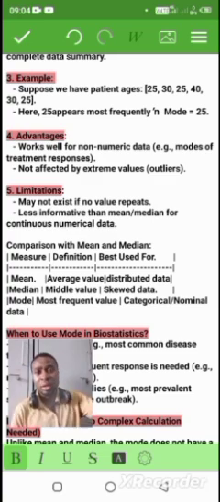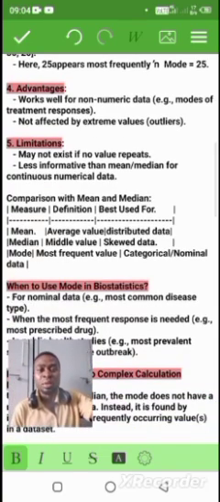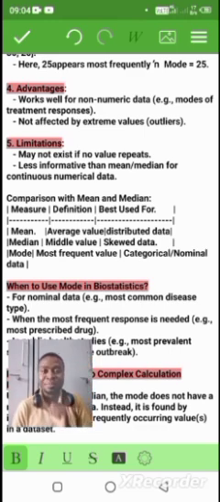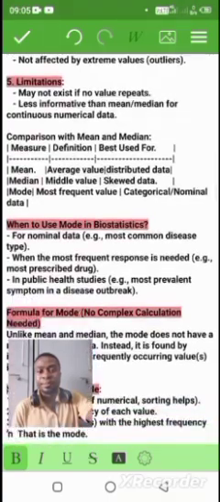In comparison with mean and median, as we can see on the screen, on the measures mean, median, mode, the definition is that the mean is the average value, the median is the middle value, and the mode is the most frequent value. The mean is best used in normally distributed data, the median in skewed data, and the mode in categorical nominal data.